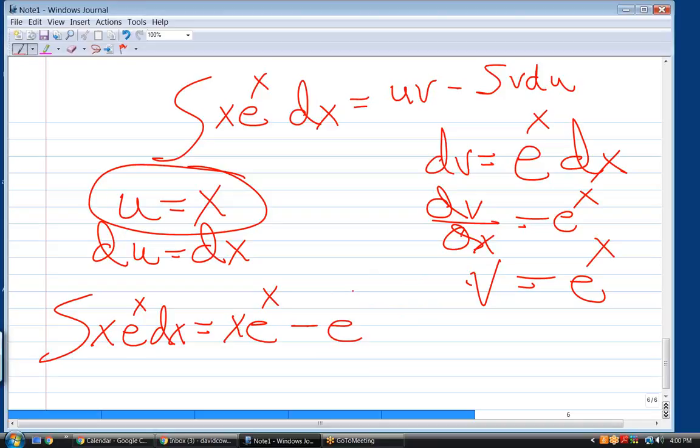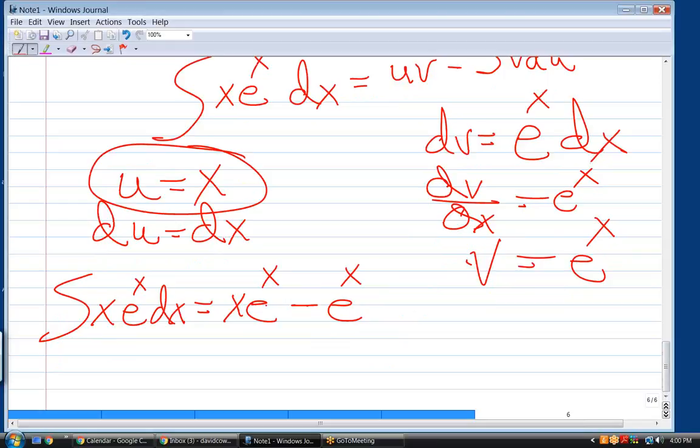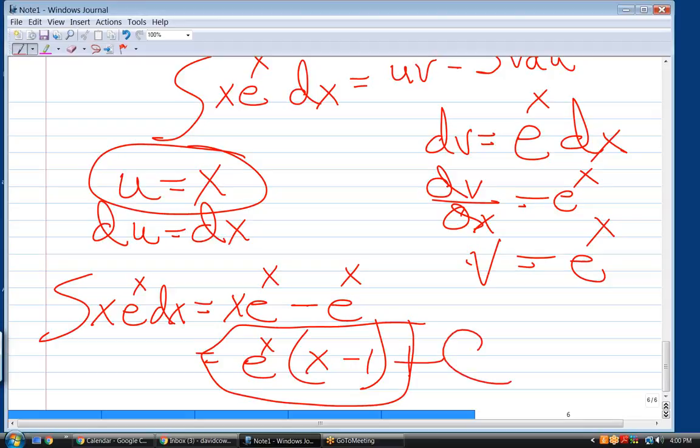There's my answer. Now, when you're doing integration by parts, it usually makes sense to factor out if you can. And I can factor out an e to the x, and I'm left with x minus 1. So this would be plus c. That would be the answer to that indefinite integral.